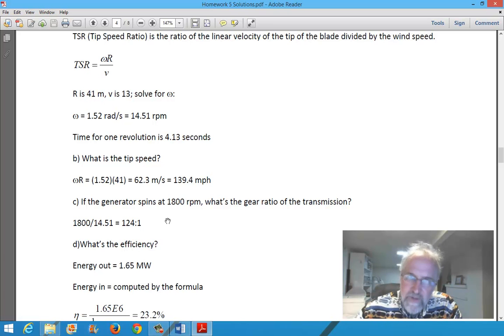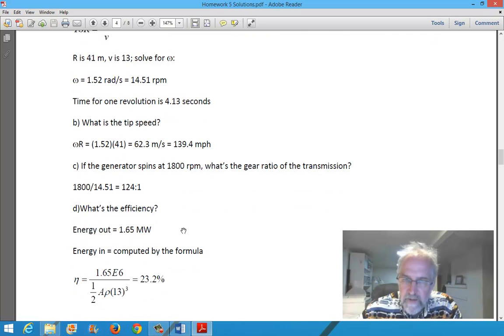And think back to ME380 or these classes where you dealt with gear trains. A car's gear ratio is like 4-to-1 or 5-to-1, depending on what gear you're in, the transmission in your automobile. So this is a significantly bigger engineering challenge than, say, an automobile transmission, not to mention huge power levels as well.